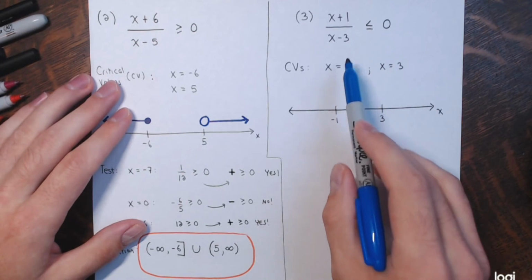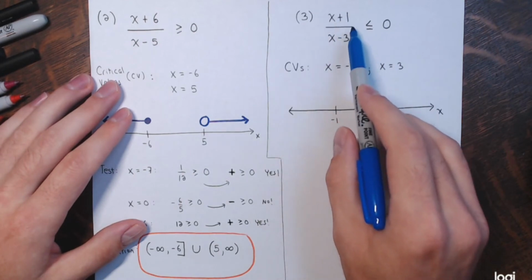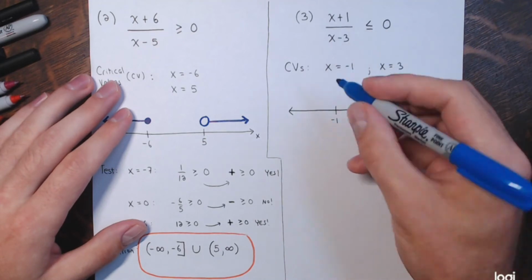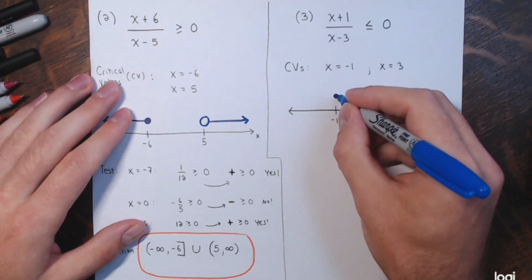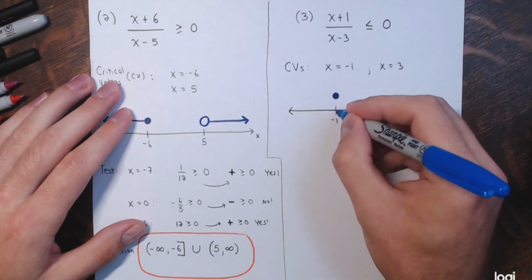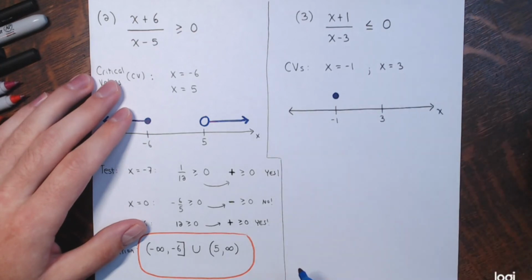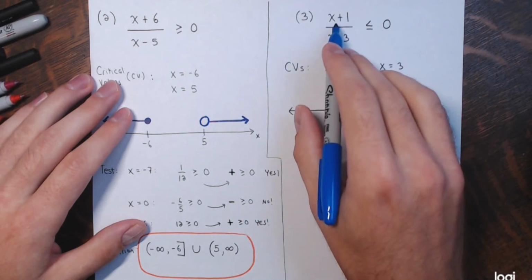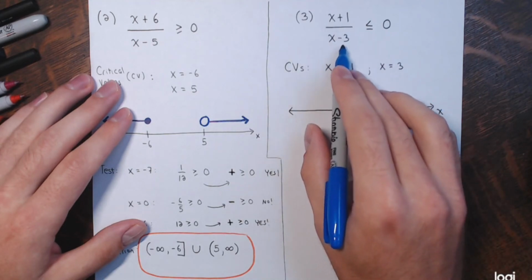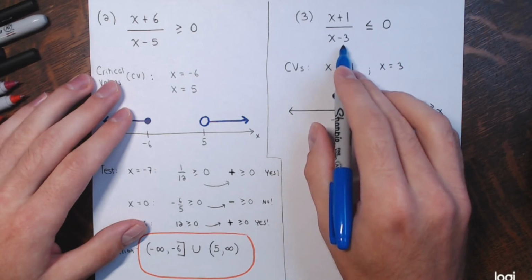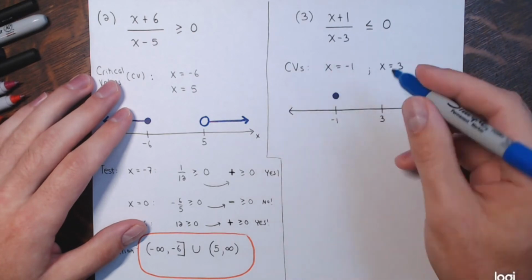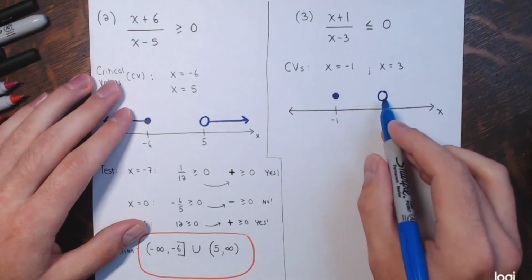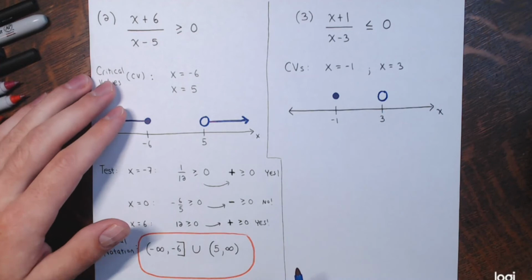Negative 1 would make the left side 0, and is 0 less than or equal to 0? Well, yeah, it satisfies the equal part. So negative 1 is a solution. Put a nice closed point above that. Is 3 a solution? Well, if I plug in 3, I'd have 4 divided by 0. Denominator of 0, that's bad, that's undefined. So 3 doesn't work. 3 is not a solution, so a nice open point above 3.